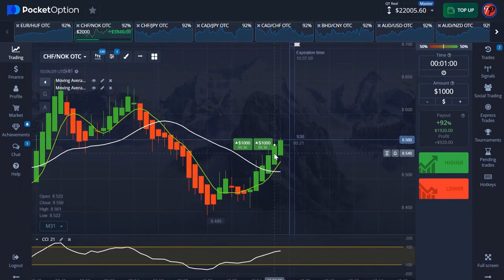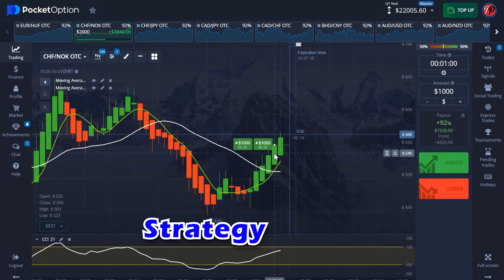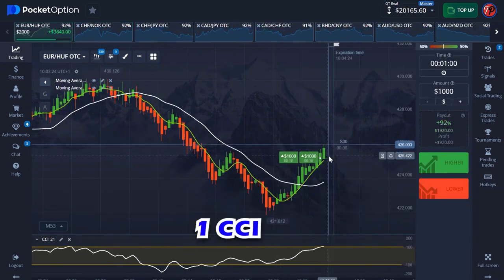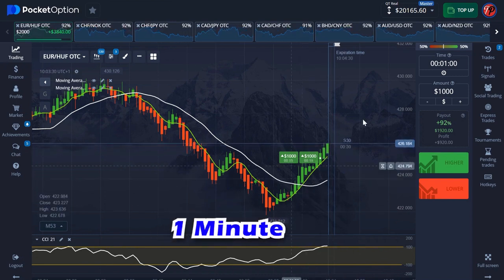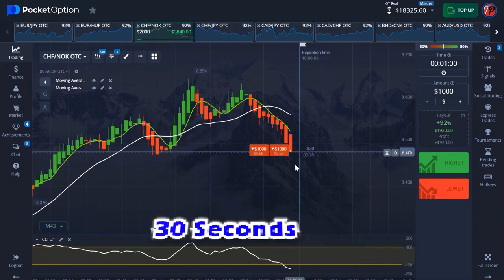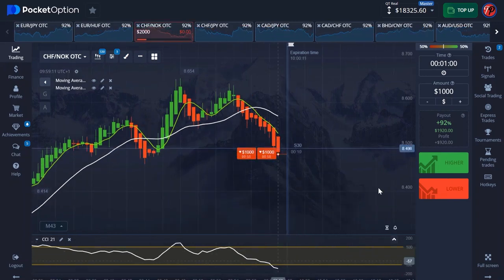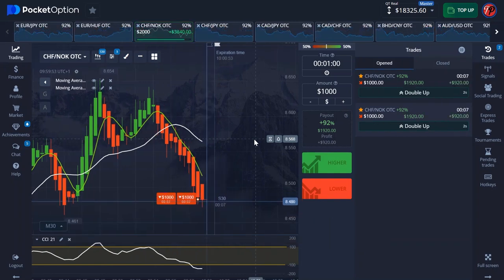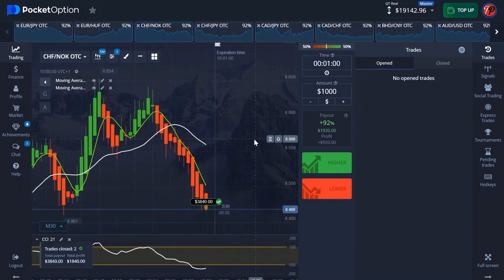In today's video I have another strategy to show you guys, and we are making use of two moving averages and one CCI. It's actually a 1 minute strategy this time, so we're using it on 1 minute and on 30-second candle time frame. All right, do not forget we're also making use of Heikin Ashi candlesticks. So that's pretty much all the setup.